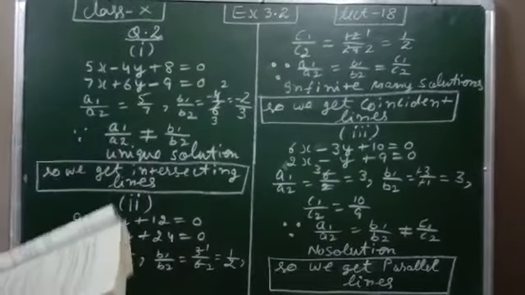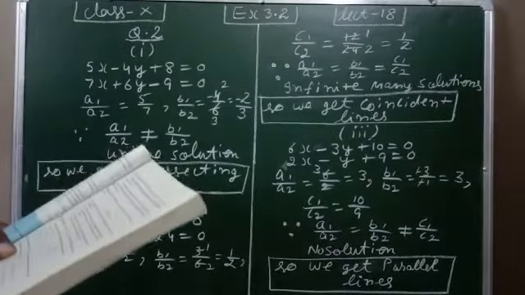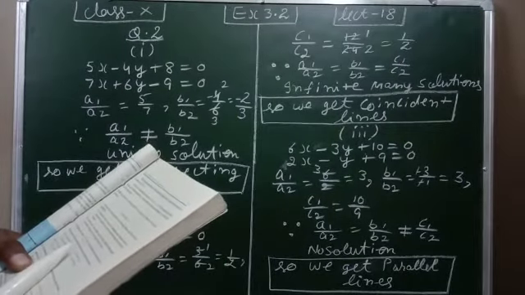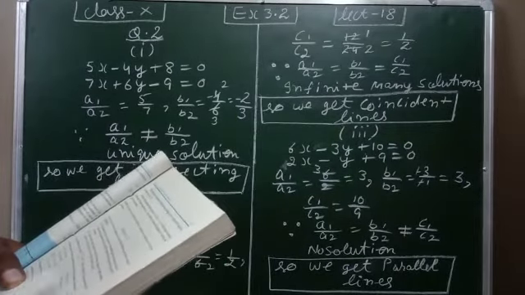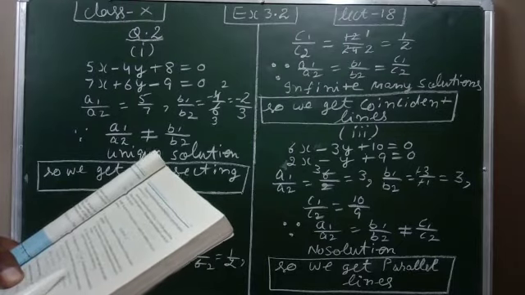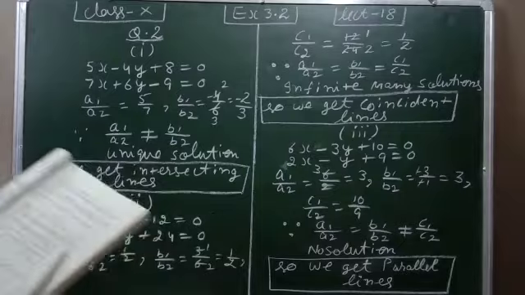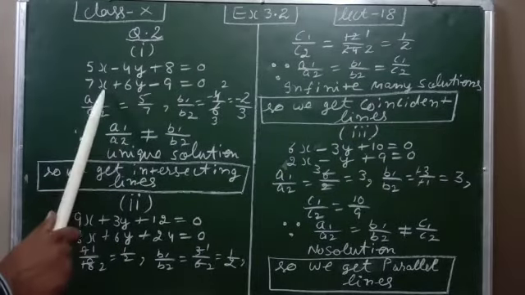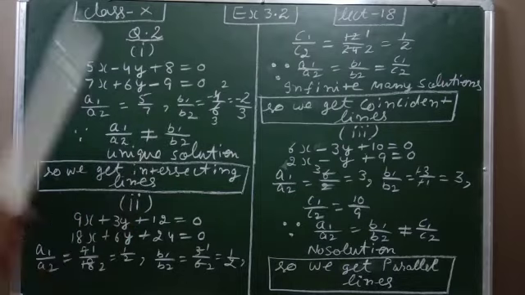So let us read the second question. First question we already completed. On comparing the ratio A1 upon A2, B1 upon B2 and C1 upon C2, find out whether the line representing the following pair of linear equations intersect at a point, are parallel or coincident. So this is the first part: 5x minus 4y plus 8 equal to 0, 7x plus 6y minus 9 equal to 0.